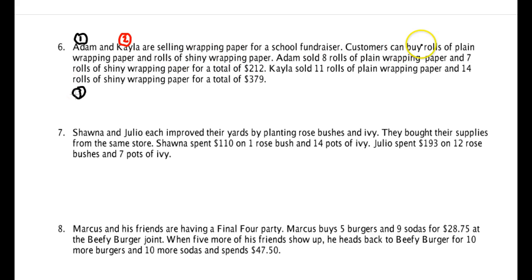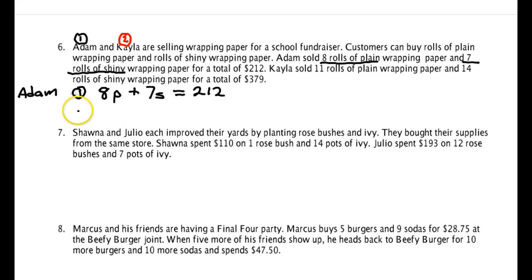we can buy plain or shiny. Okay, so Adam, I'm going to use my first equation, it's going to be Adam. Okay. Sold 8 rolls of plain. So this one we're talking about the quantity, how many of each, as opposed to it's $8 for a plain. It says how many. So we have 8 plain, plus 7 for shiny. 7 rolls of shiny. And we know that's going to add up to a total of $212.